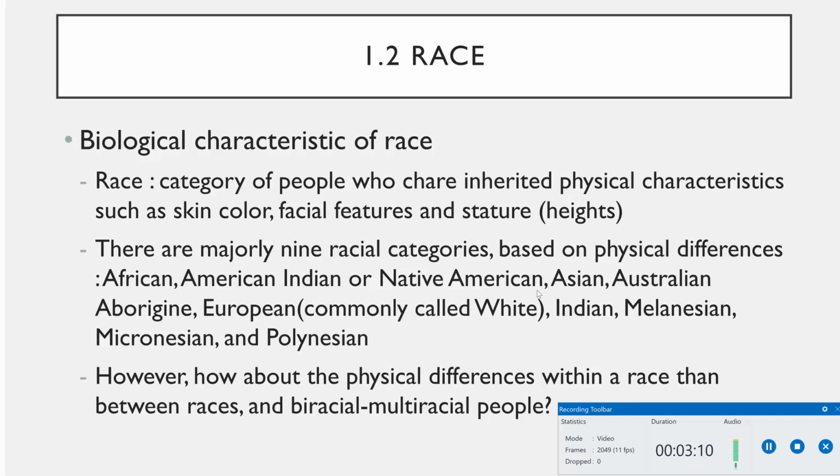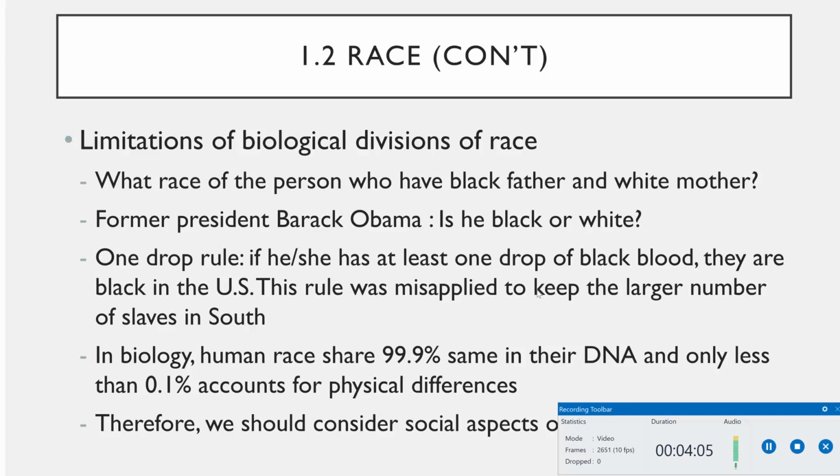How about the physical differences within a race? African Americans may have differences in the level of skin color, like darker or lighter tones, as well as Whites and Hispanics. So compared with differences between races, there may be differences in physical characteristics within races too. And how about biracial or multiracial people? If one's father is White and mother is Black, is he or she half Black or half White? Just like 51% White or 49% Black, it's very hard to determine using only biological characteristics. So it has limitations, because the race of a biracial person is very hard to determine just by skin color or inherited characteristics.